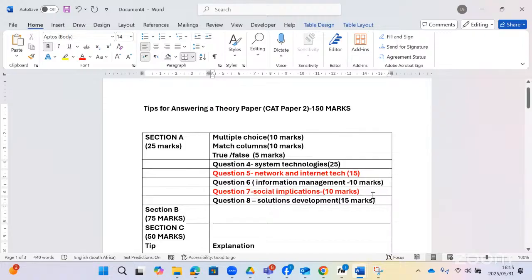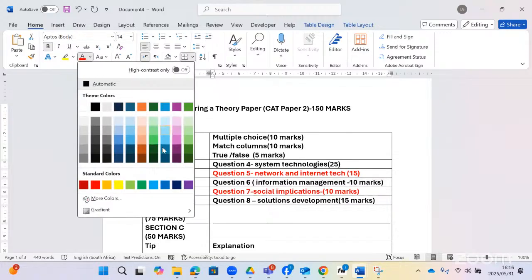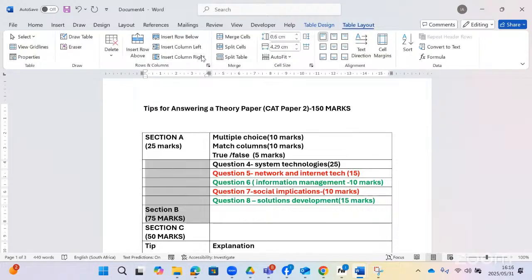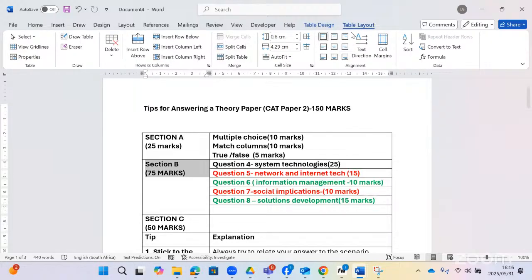So question 6, information management, which is mostly practical PET. So PET questions are always 10 marks. And then questions related to practicals are also 15 marks. So these two will give you 25, system technologies 25, and the network and social implications also giving you 25. So section B will give you a total of 75 marks.